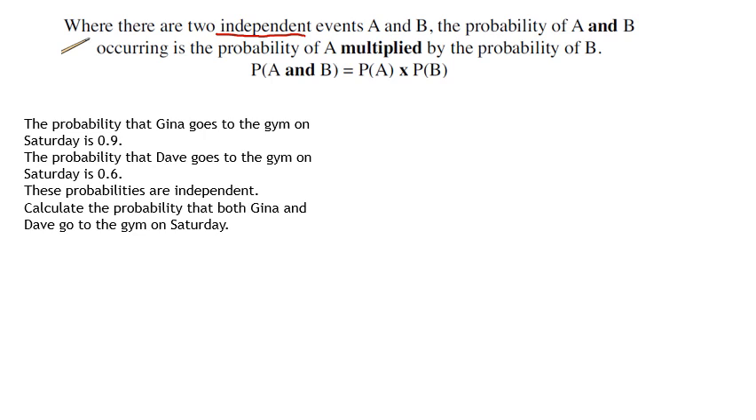In short, what we've got here is a question. We're told the probability that Gina goes to the gym is 0.9. We're told that the probability that Dave goes to the gym is 0.6, and these are independent. Because they're independent events and we want to find the probability that both of these things happen, all we do is 0.9 times 0.6, which is 0.54. And that there is the answer.